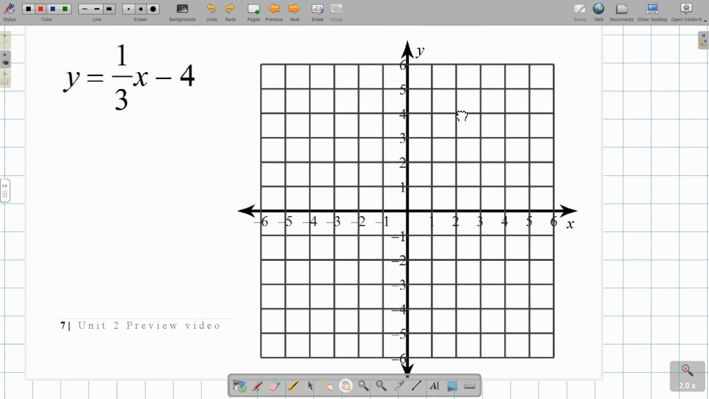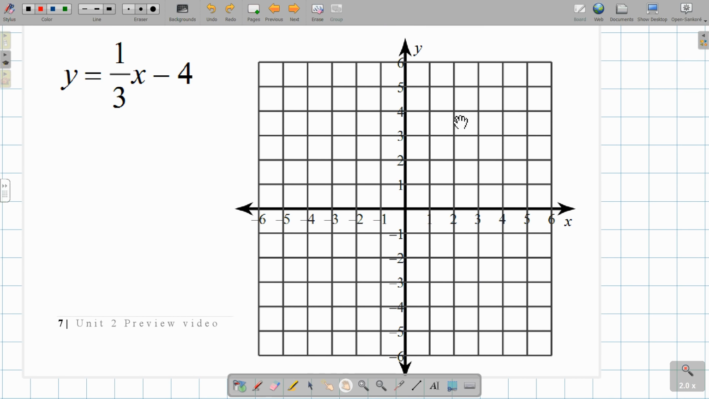Okay, now that we can do horizontal and vertical lines, now we're going to start working on sloped lines. And you guys are used to seeing this in what's commonly called y equals mx plus b. Let's write it out. y equals mx plus b. Notice I like to align that equation directly underneath what I'm going to graph. It makes it easier to graph.